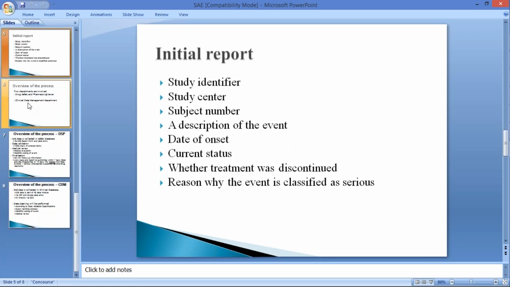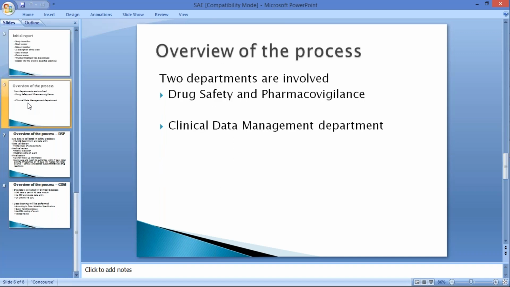And what are all the fields to reconcile? No need to reconcile each and every field of the adverse effect, but a few important fields like protocol number, study center, subject number, description of the event, date of onset, current status, whether treatment was discontinued, and reason why the event is classified as serious. Okay, so those are all the fields to reconcile.